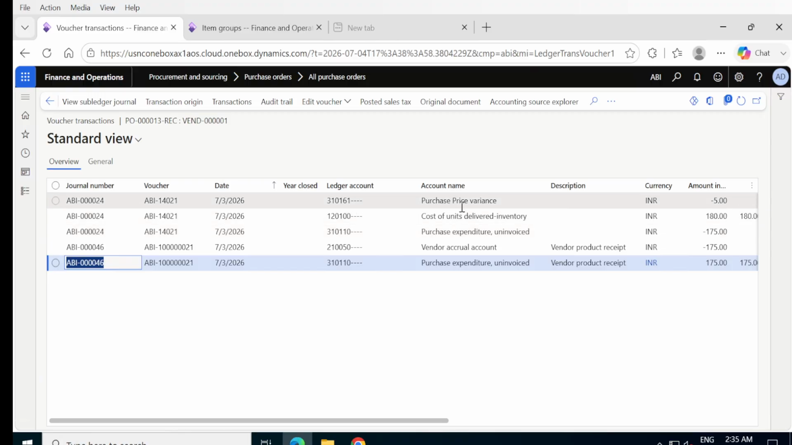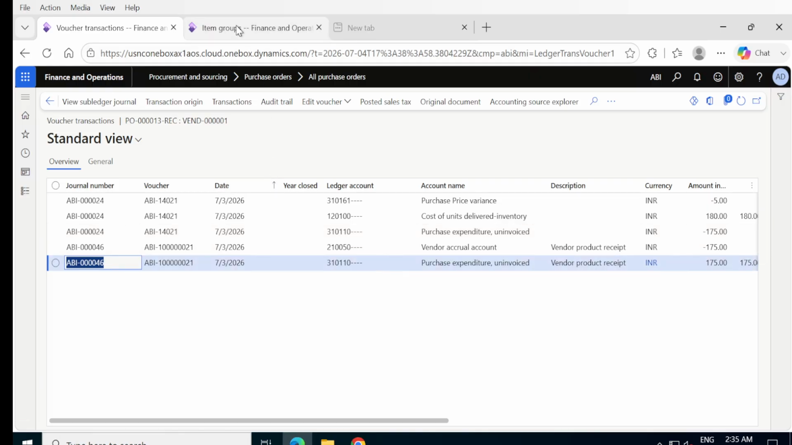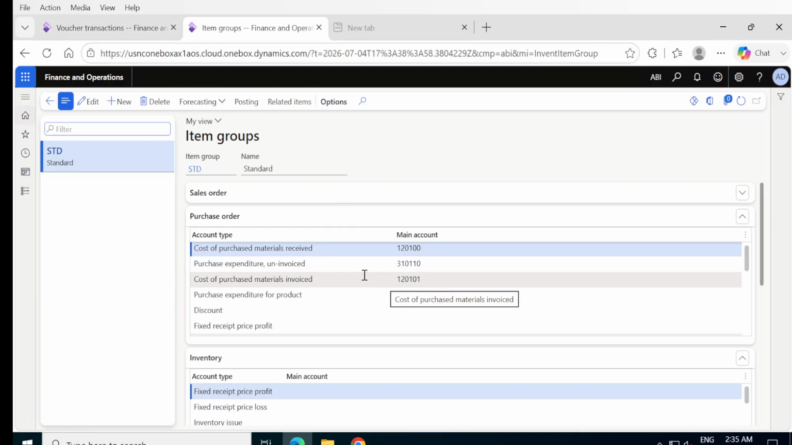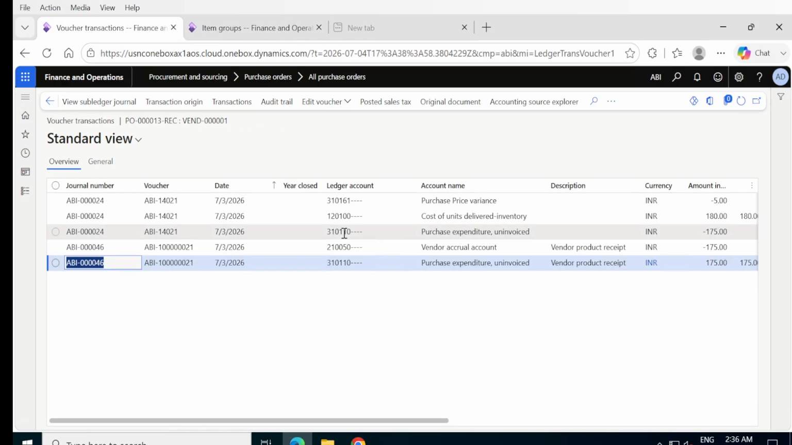120/100 got posted, and this is an expense account, and this was pulled from my purchase line. So where is this pulled from? Purchase expenditure uninvoiced 310110. That's why you see this 310110 uninvoiced. What does uninvoiced mean here? It means that I have received the goods from the vendor, but I am yet to pay him.